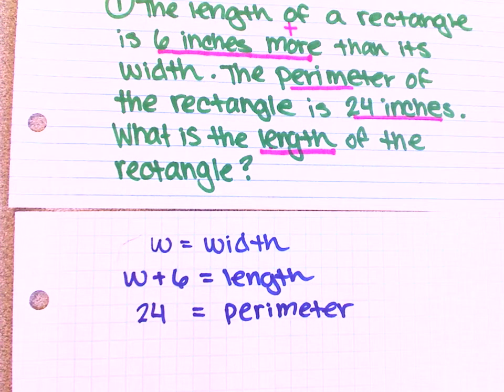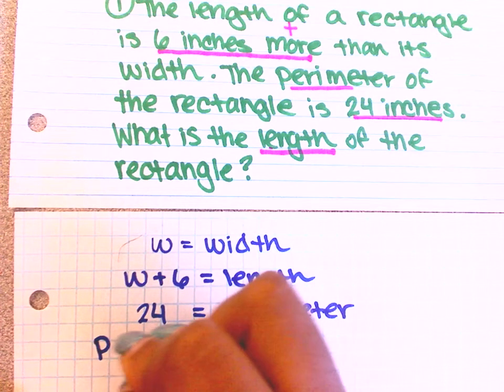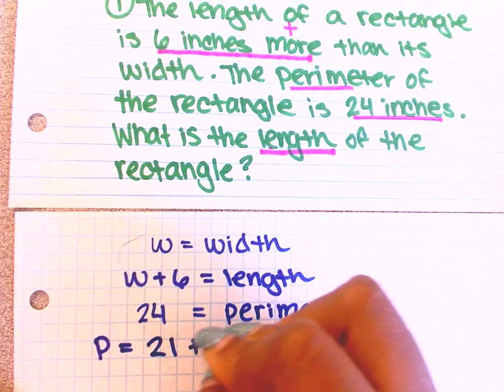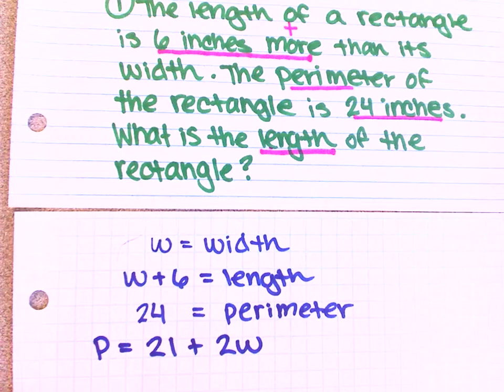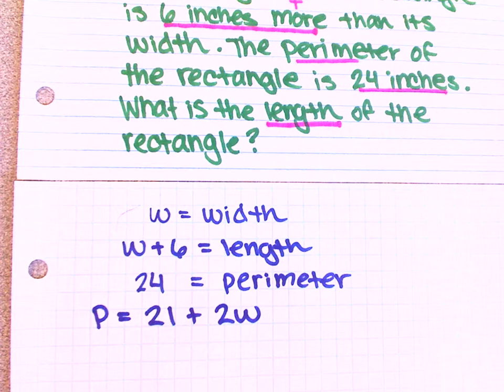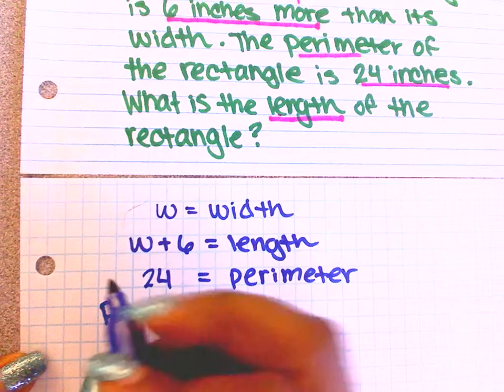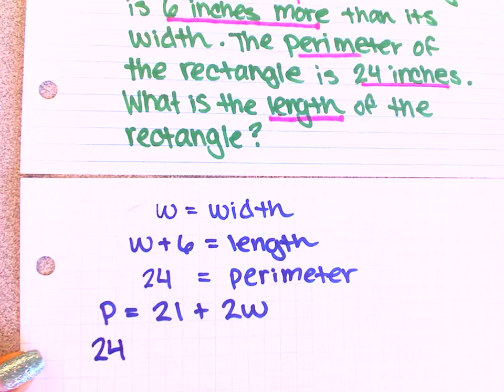Now, the problem tells me that perimeter equals 2 times the length plus 2 times the width, because I know that from 6th grade. Perimeter is 2 times the width plus 2 times the length. So now I'm going to plug in my answers. I wrote out the equation, now I'm going to solve. Perimeter is 24, so plug that in.